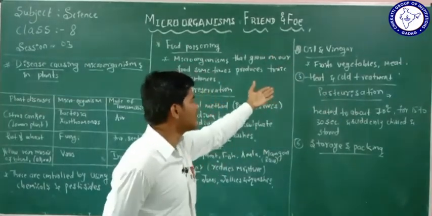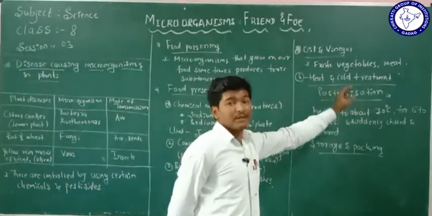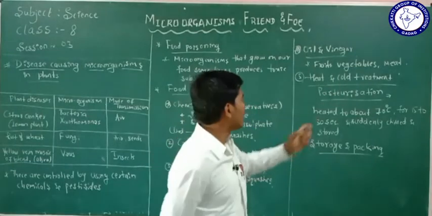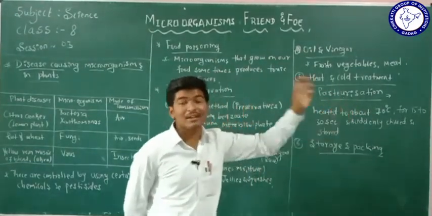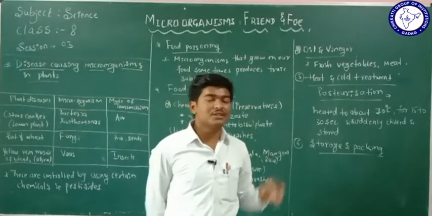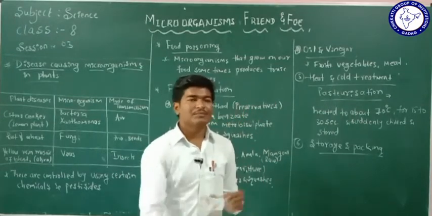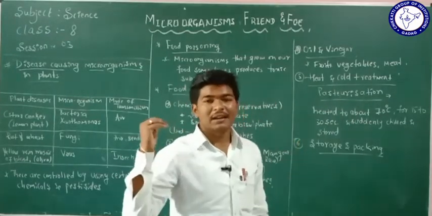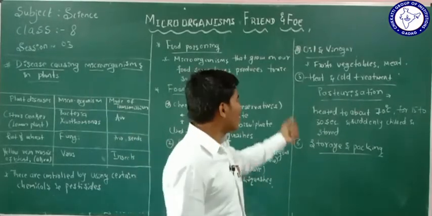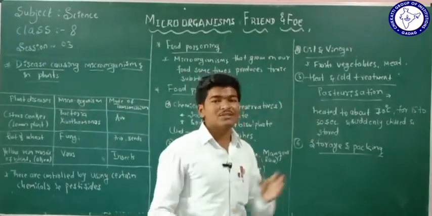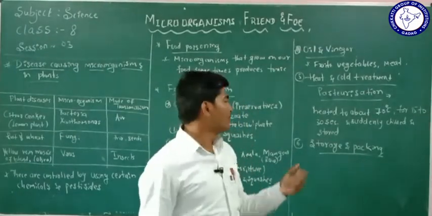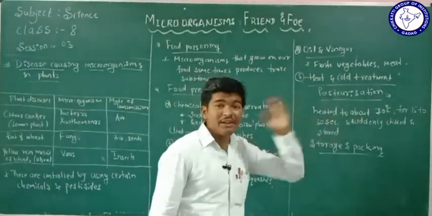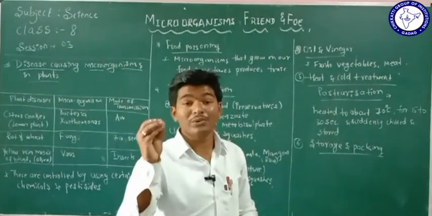And another one is heat and cold treatment. Heat and cold treatment is nothing but pasteurization. I got understood. What is pasteurization? Pasteurization is one of the methods discovered by a scientist called Louis Pasteur. Pasteurization is nothing but the food material being heated to about 70 degrees Celsius for about 15 to 30 seconds.